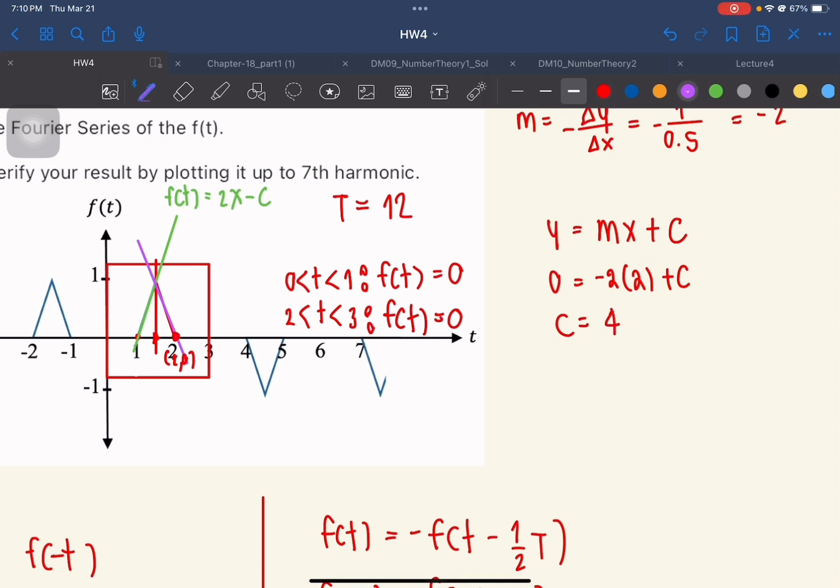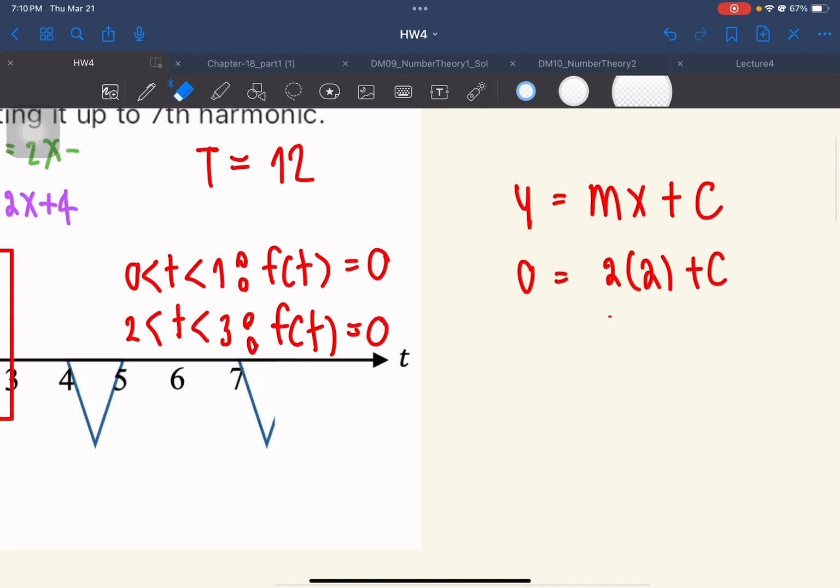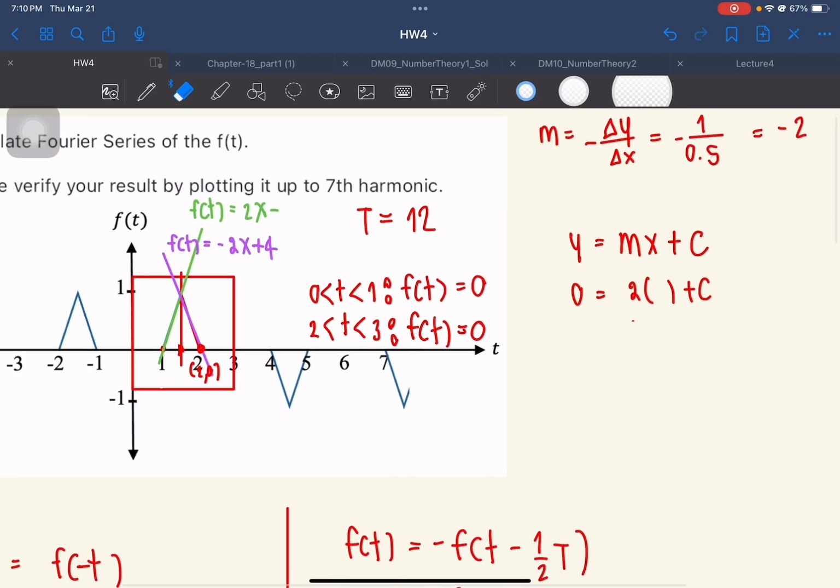So for this equation, f(t) is equal to -2x plus 4. Oh, sorry. For this one, the slope is equal to -2.